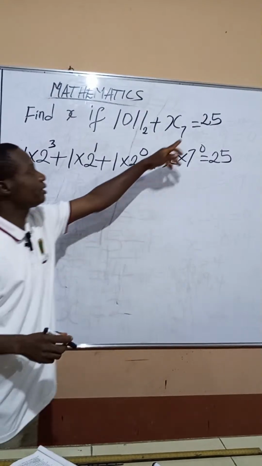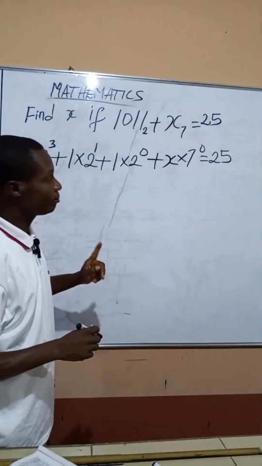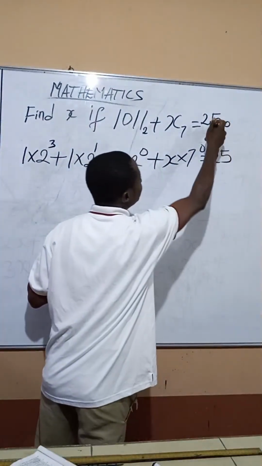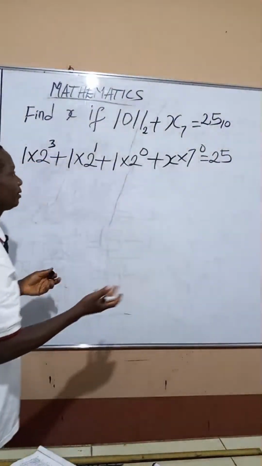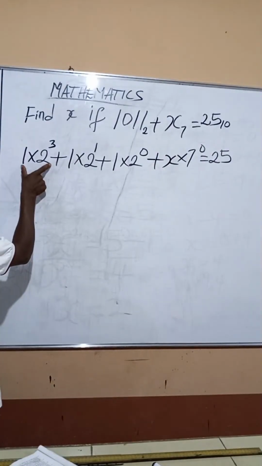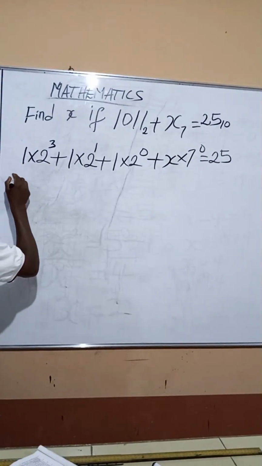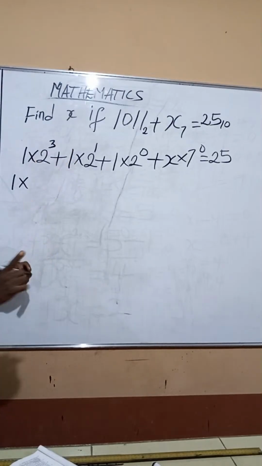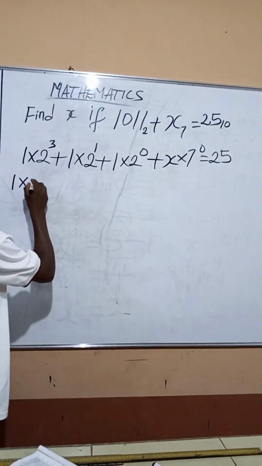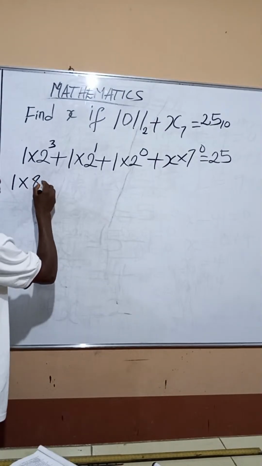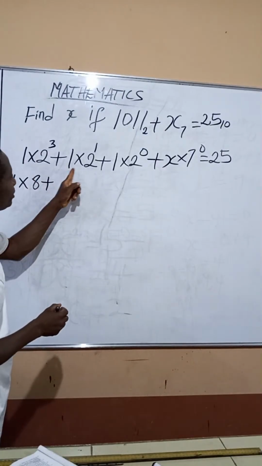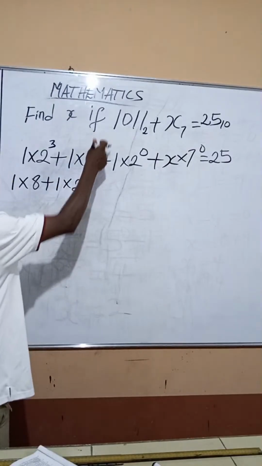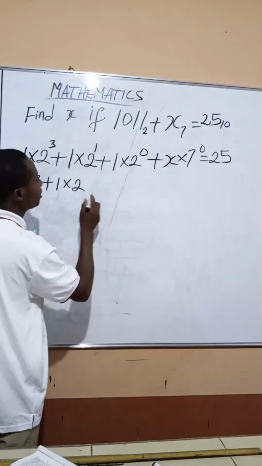The 25 is in base 10. Please take note. The 25 is in base 10. So let's put base 10 here. But here, no need for the base 10. So we are going to expand this or evaluate this. 2 raised by 3, we are already aware, is 8. So we are going to write 8 here. Plus 1 times 2. Okay, we have 2 raised by 1 is 2.